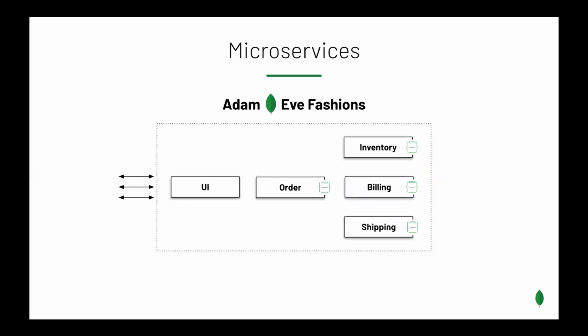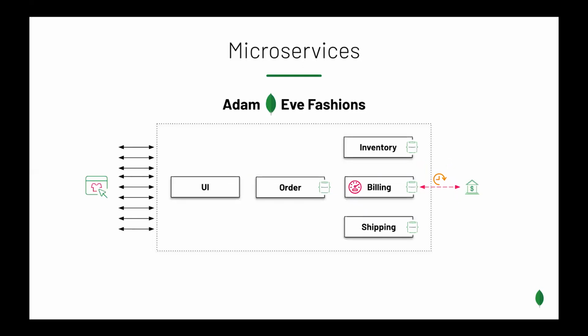Now let's take a look at Adam and Eve fashions as a set of microservices. Each module that we see here is an independent service that has its own database and is independently deployed. Each component talks to the others via clearly defined APIs.